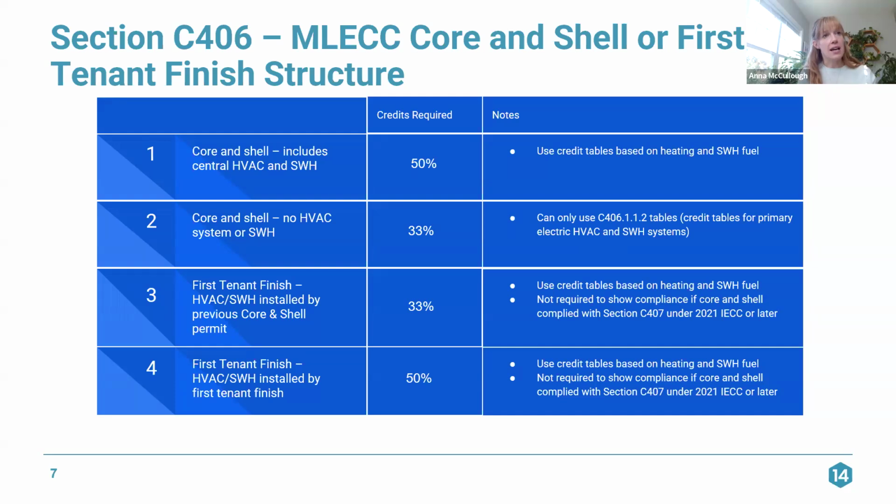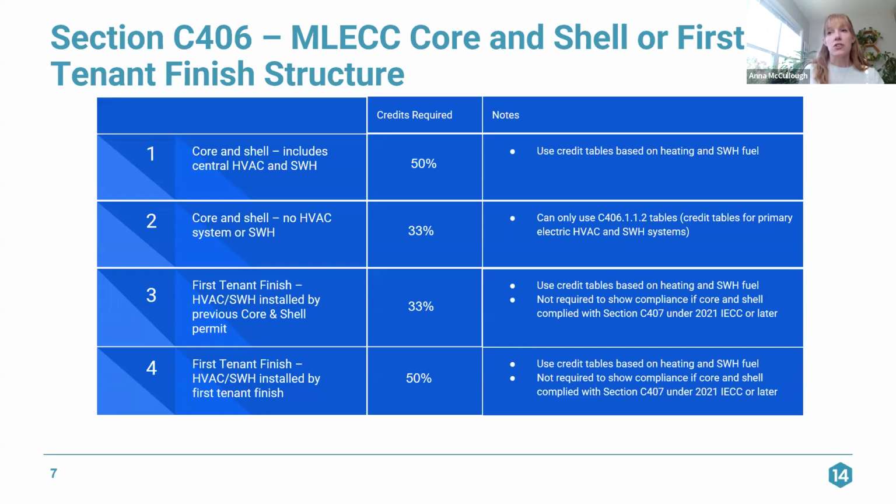So if you as a tenant are moving into a building that has primarily gas heat, even though you didn't design it that way, you need to comply with the credits for the primary gas heating systems. If you are moving into a building that was permitted under section C407 of the 2021 IECC or later, you do not have to show compliance with section C406.